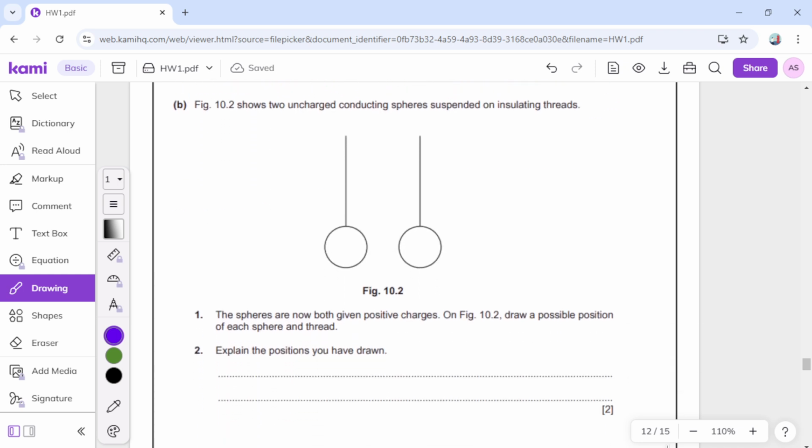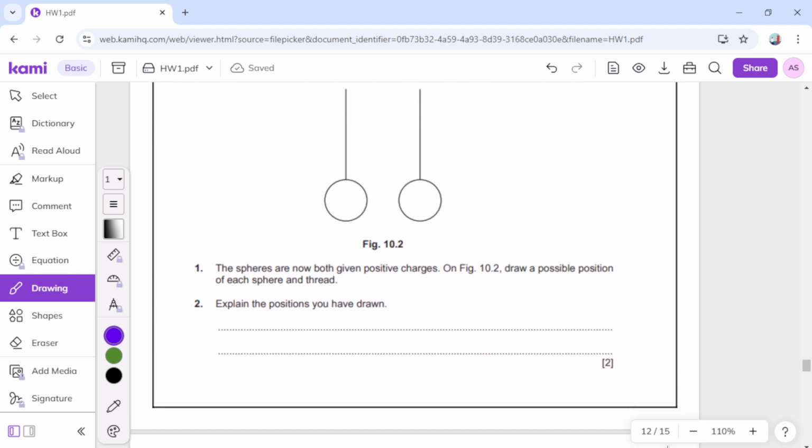Now, we show two uncharged conducting spheres suspended on insulating thread. The spheres are now both given positive charge. Now we have positive here and positive here. Okay? Draw a possible position of each sphere and thread.